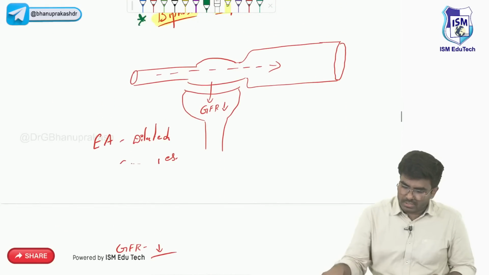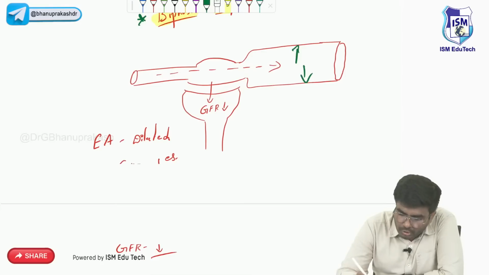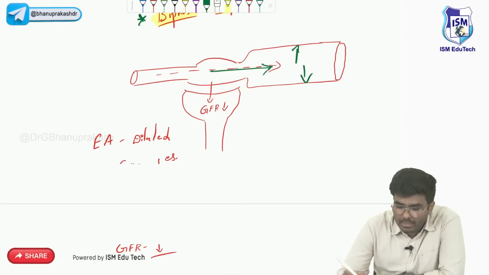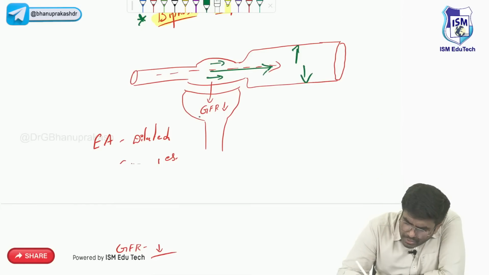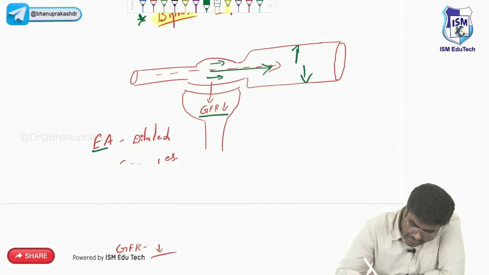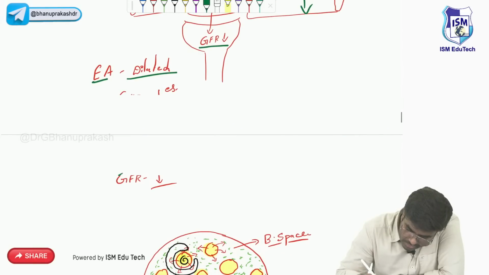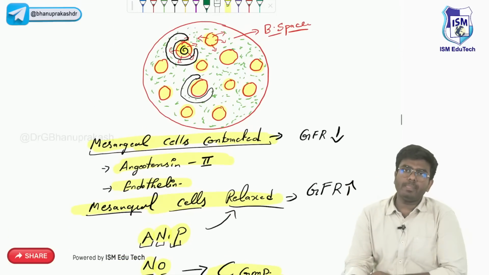And again, same thing, whenever you dilate the efferent arteriole, very easily blood is leaving. Blood is not staying in the glomerulus. If blood is not staying in the glomerulus for a greater amount of time, what happened to GFR? GFR decreases. So efferent arteriolar dilation, what happens to the GFR? GFR decreases. Okay.